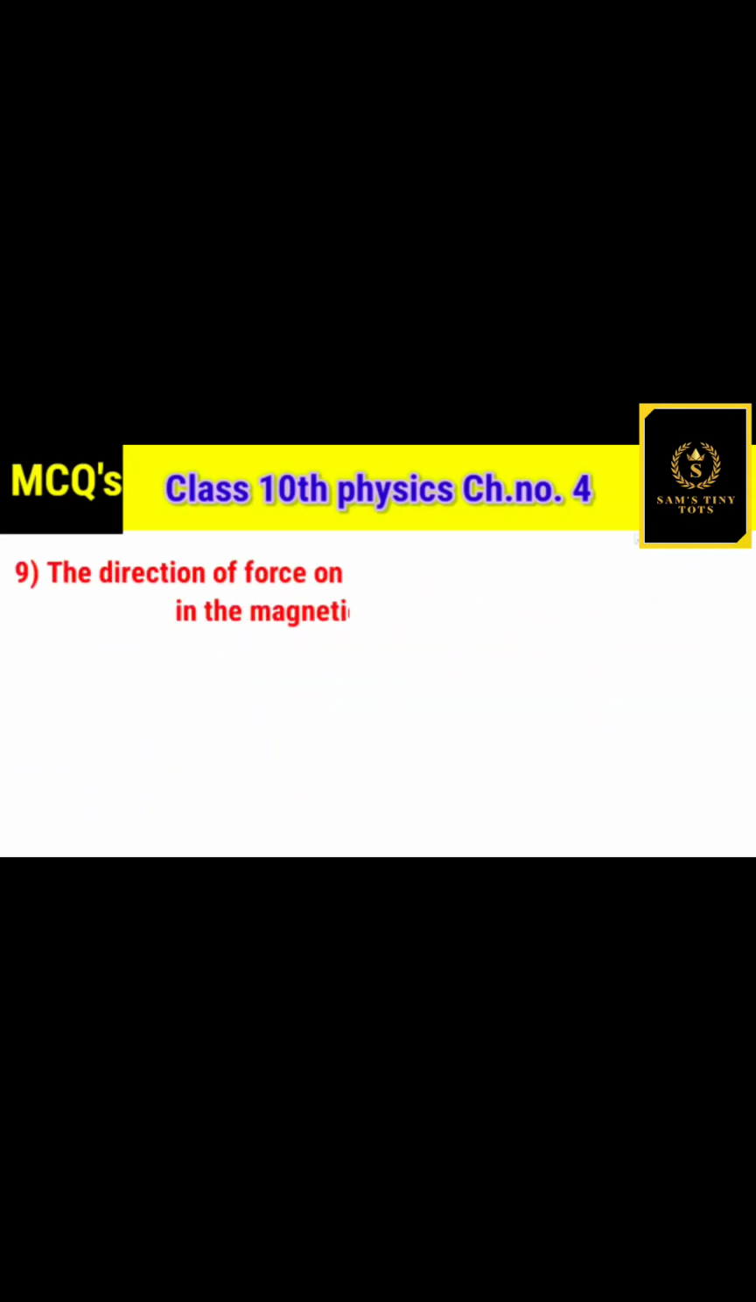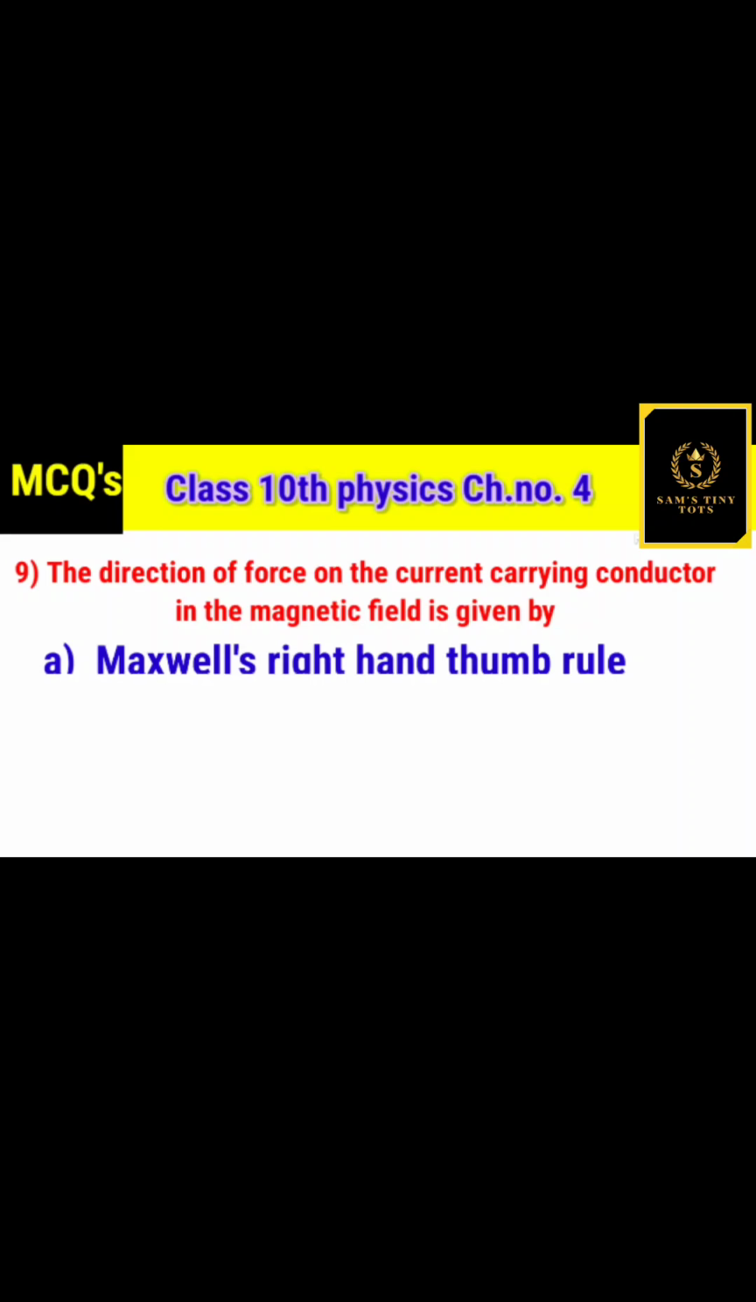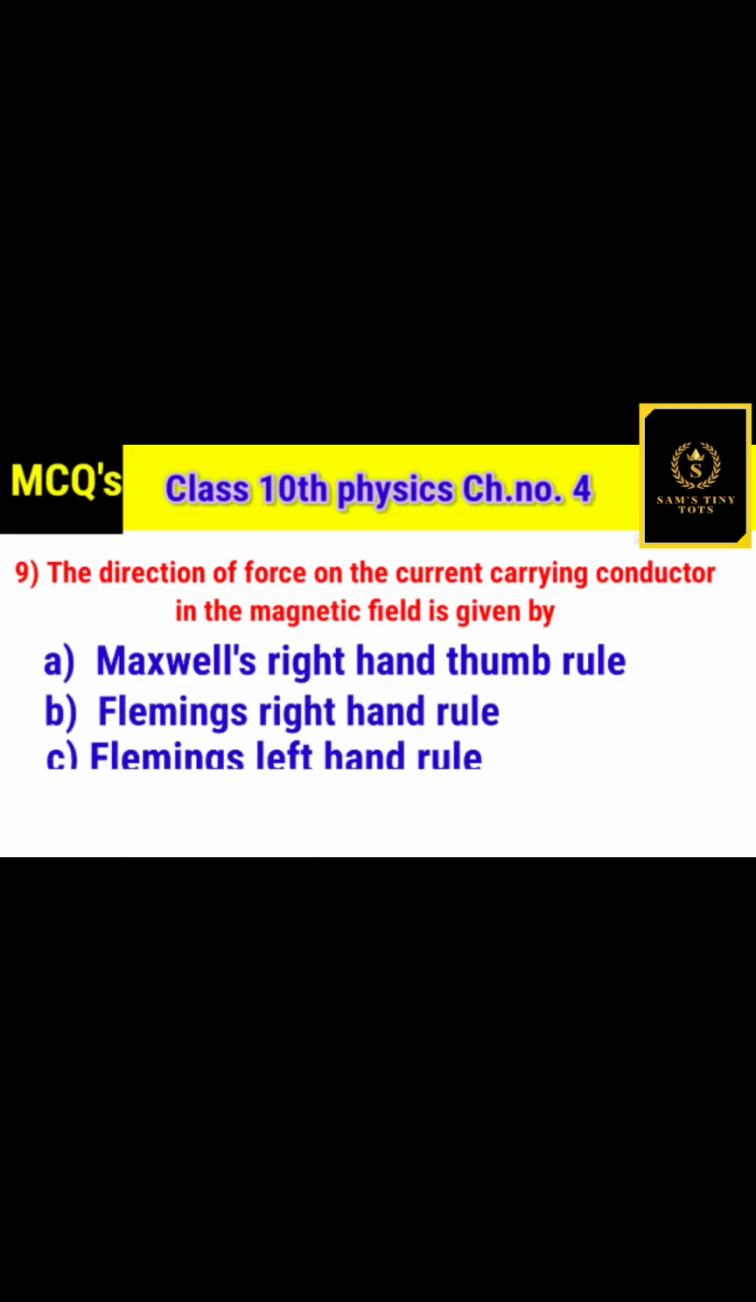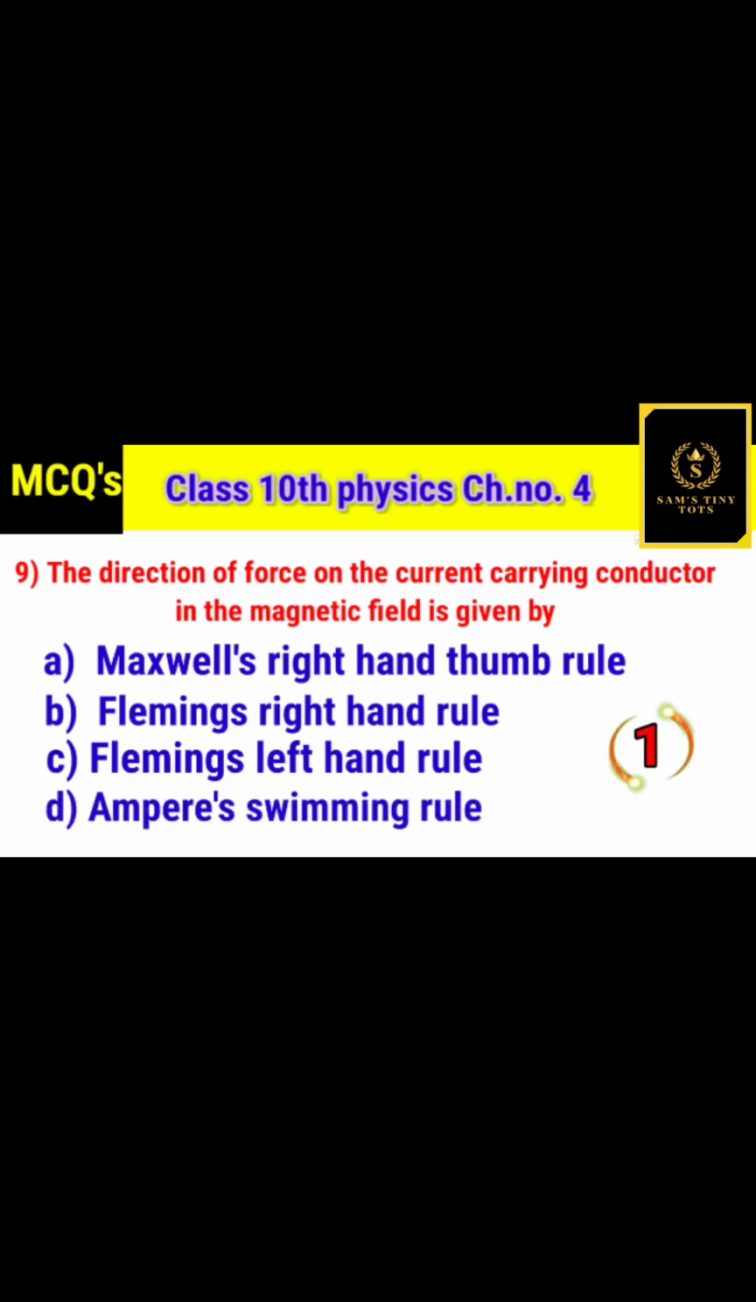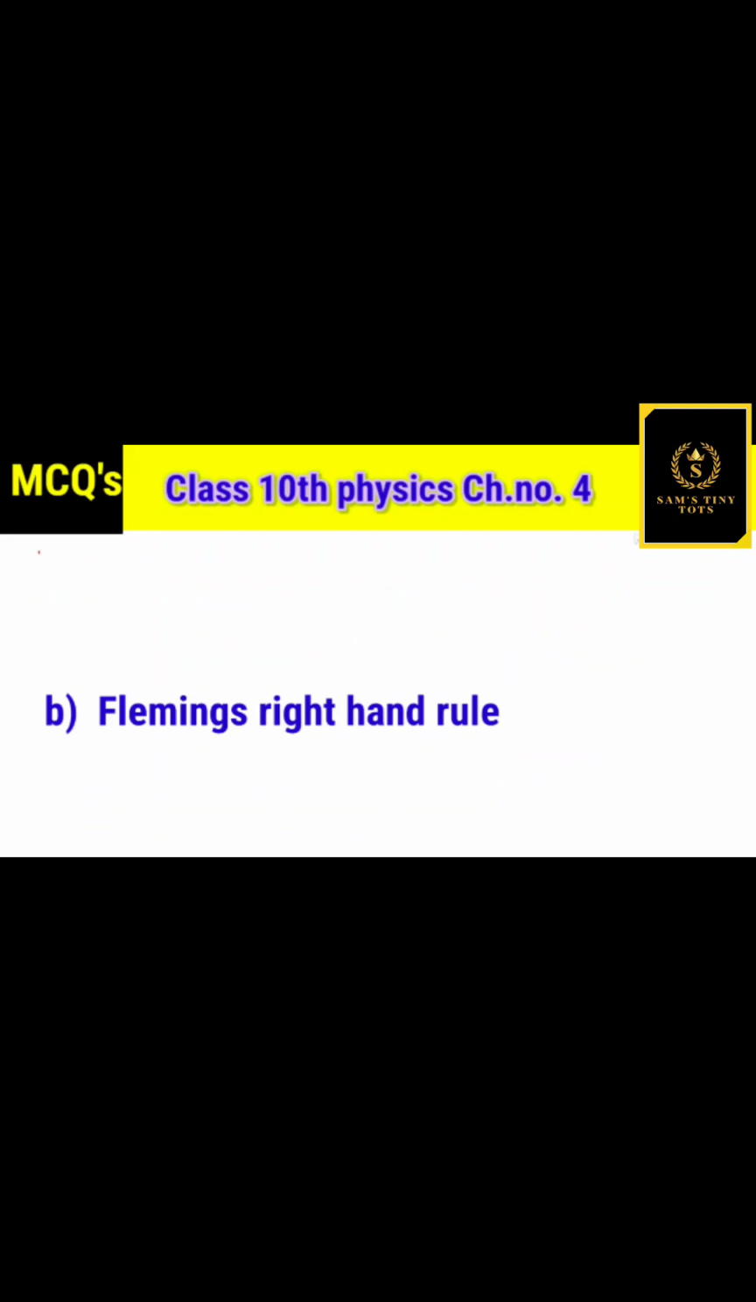9. The direction of force on the current carrying conductor in a magnetic field is given by option A Maxwell's right hand thumb rule, option B Fleming's right hand rule, option C Fleming's left hand rule, and option D Emperor's swimming rule. And the correct option is Fleming's left hand rule.